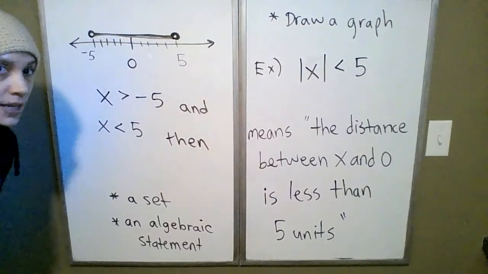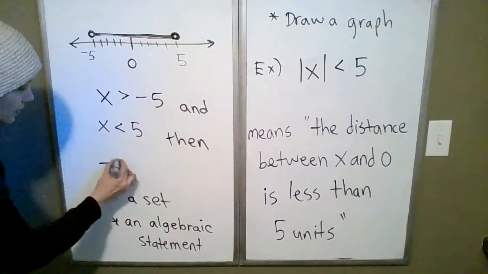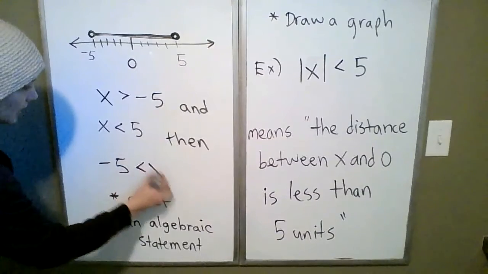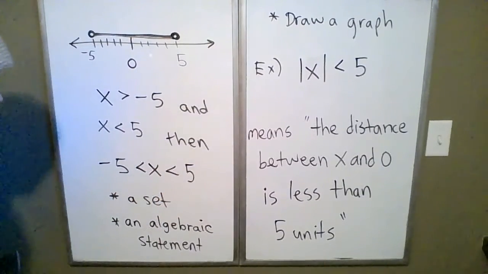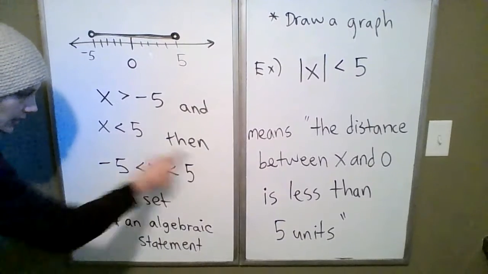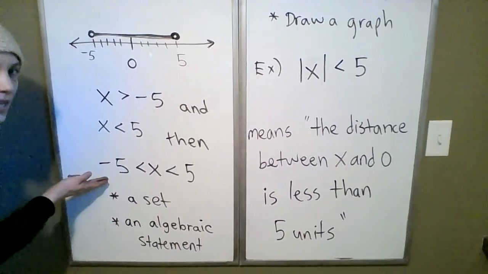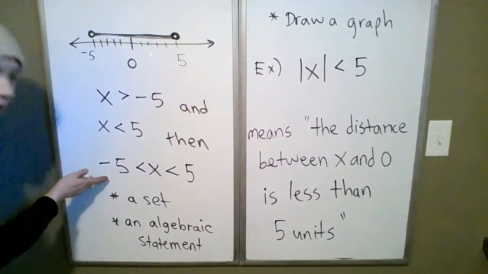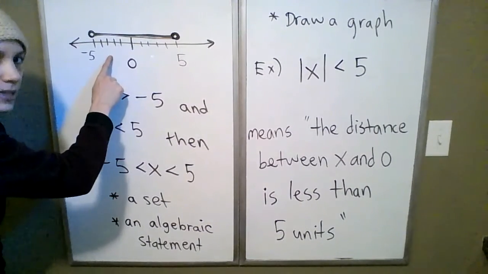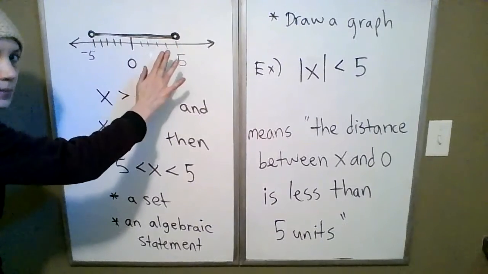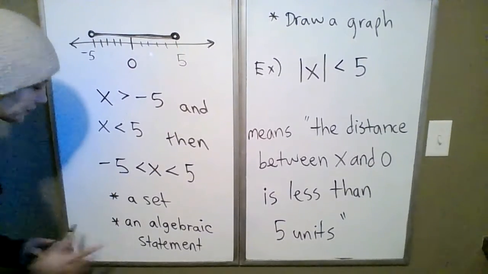So this can be written as -5 is less than x, which is also less than 5. This right here would be an algebraic statement. So that's a way to answer. Turns out that this graph is also the correct graph. So this is a representation of the solution set. The last one is to write the solutions in interval notation.